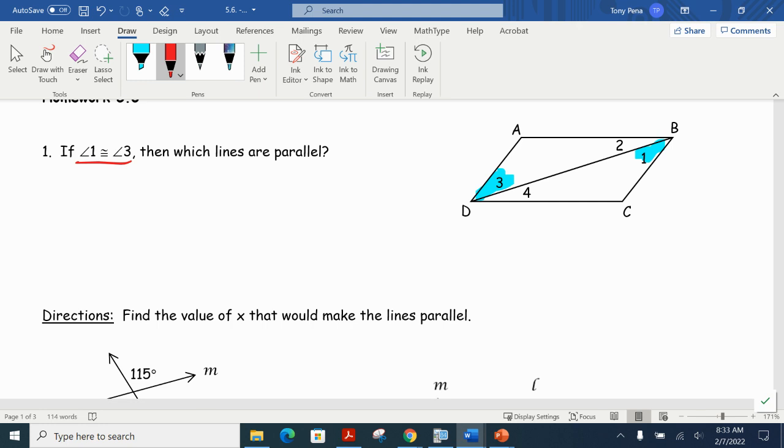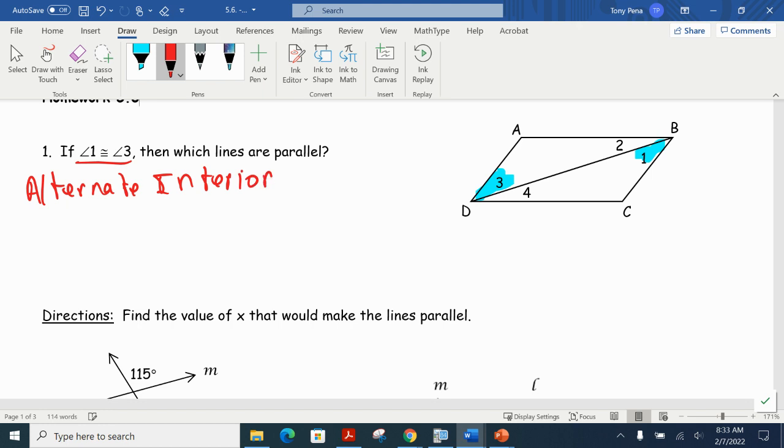parallel. Let's do this first. Just what kind of angles are these? Are they same side interior, same side exterior, alternate interior? Getting warmer. So definitely alternate. Okay, so those should be alternate interior angles.